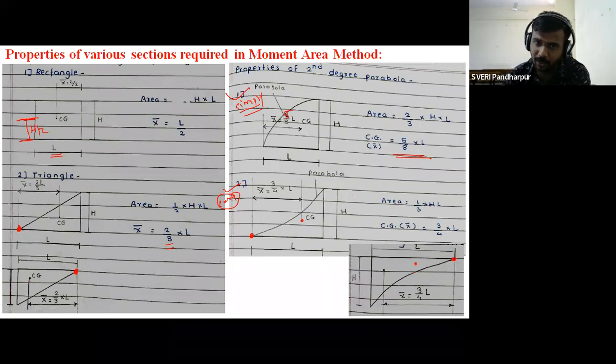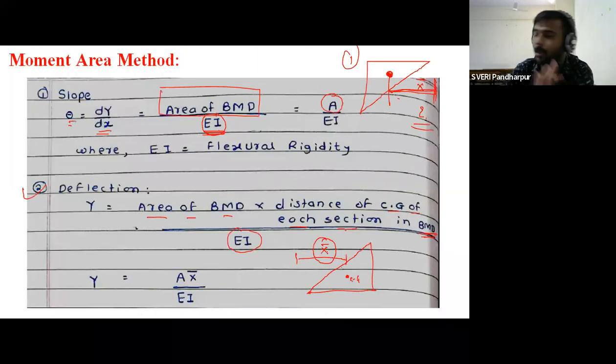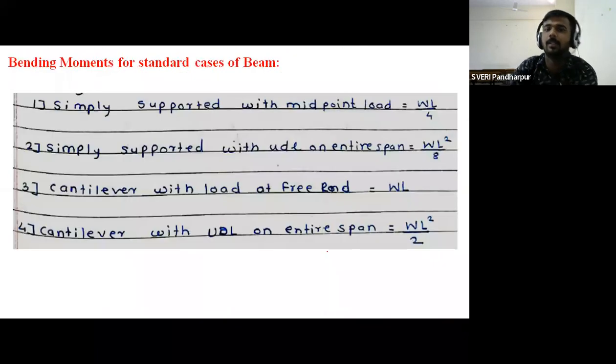Rather than this, not a single section you will observe in BMD, at least for standard cases. Those 4 standard cases, in those standard cases only these sections you will see. Divide the section accordingly, find the areas, find their x bar distances, and add them up and put them into the formula. Only this much. Getting? Now, so again, maybe you are familiar with this.